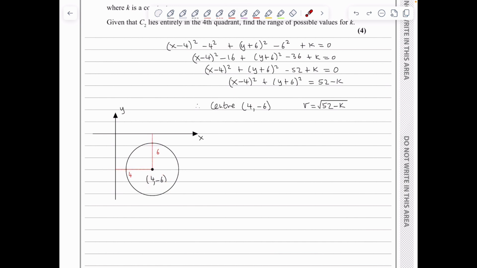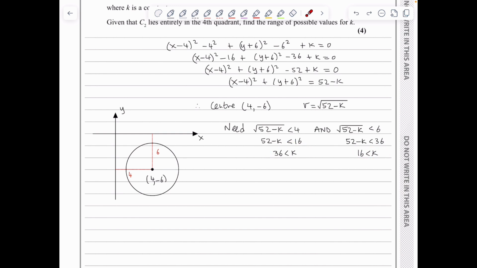So we need the radius to be less than these distances to ensure that we are entirely within the fourth quadrant. So I'm going to say that we need the radius, which was found to be the root of 52 minus k, to be less than 4. And also we need this radius, the square root of 52 minus k, to be less than 6. So if I square both sides, I get 52 minus k being less than 16, which means we need 36 to be less than k. Whereas for the second inequality, we've got 52 minus k being less than 36, and therefore we get that 16 is less than k. Now I'm tempted in saying that both of these inequalities are satisfied for k being greater than 36, which will be my final answer.